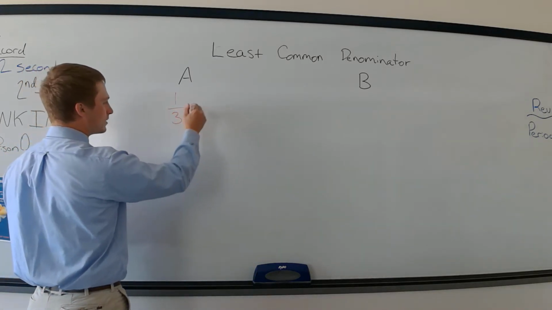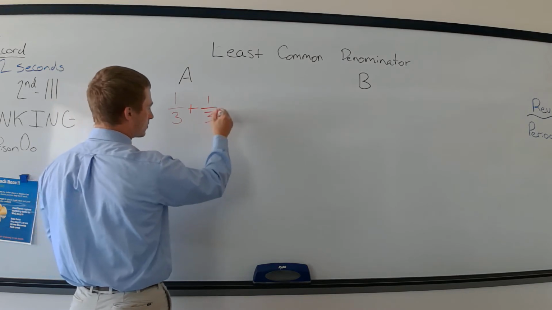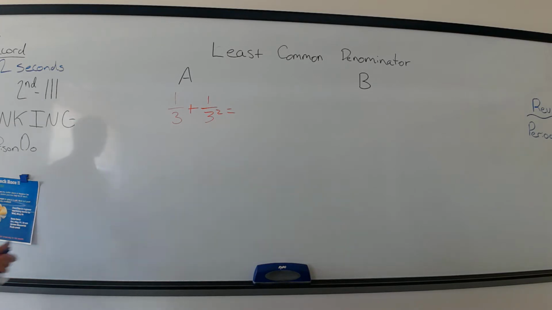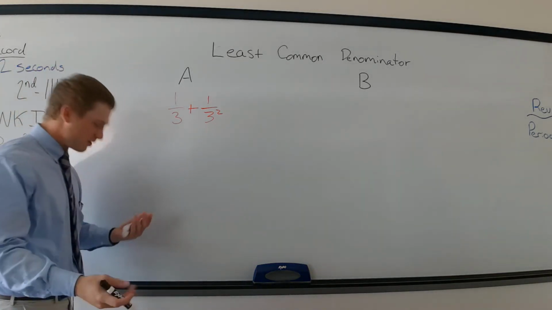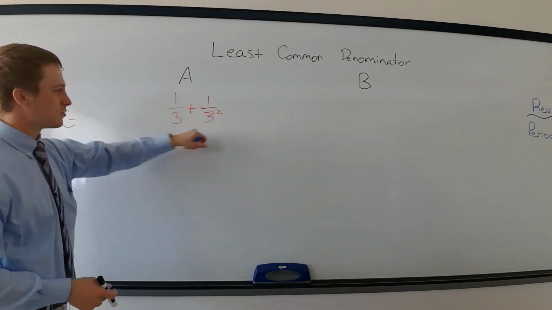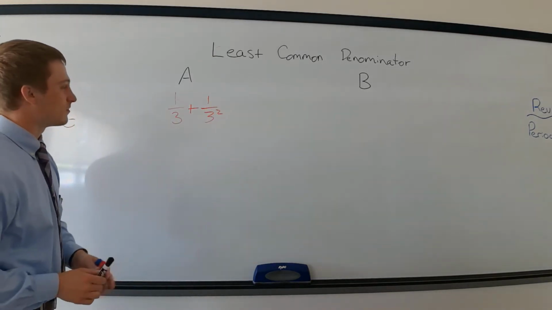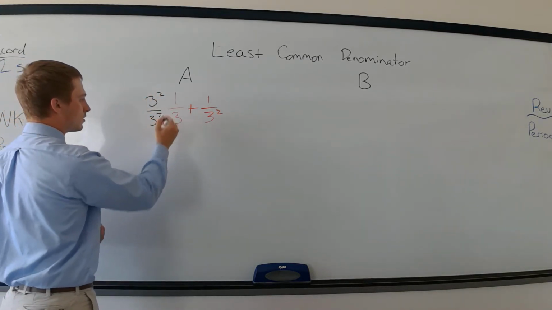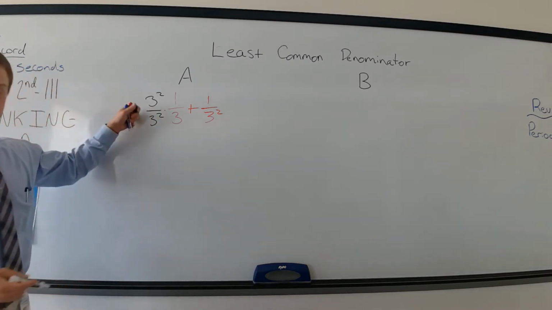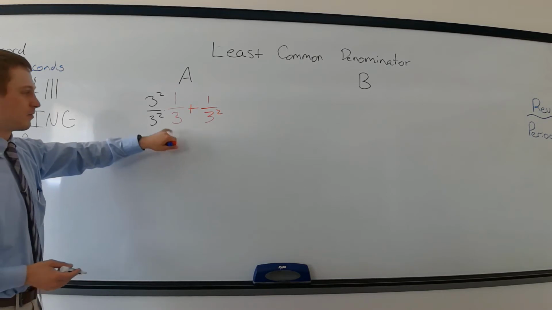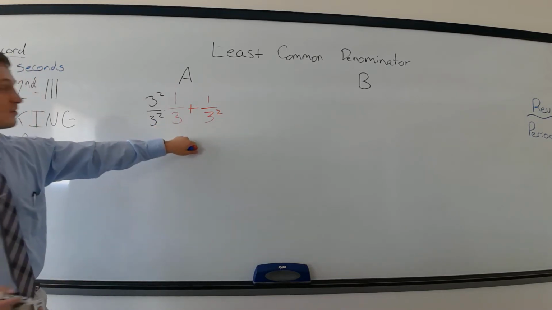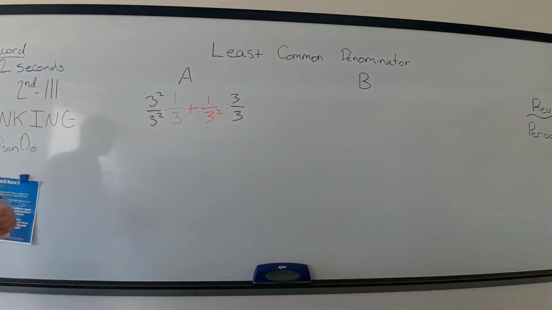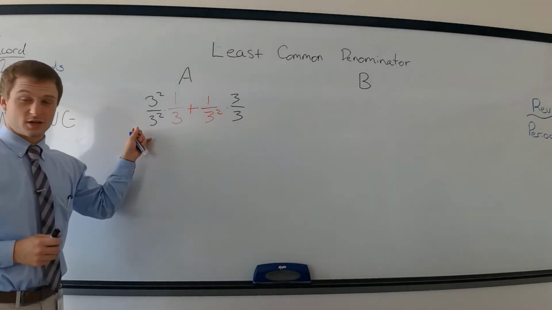So the first one looks like this. Say I want to add these two rational expressions together. What I want to do in order to get a common denominator is just multiply by the other denominator to the other rational expression. So like this, I multiply by 3 squared over 3 squared to our left-hand rational expression. And then we're also going to multiply by 3 over 3 to our other rational expression on the right there. So then our common denominator is going to come out to 3 cubed.